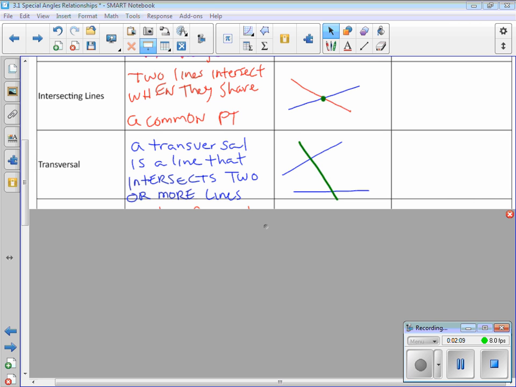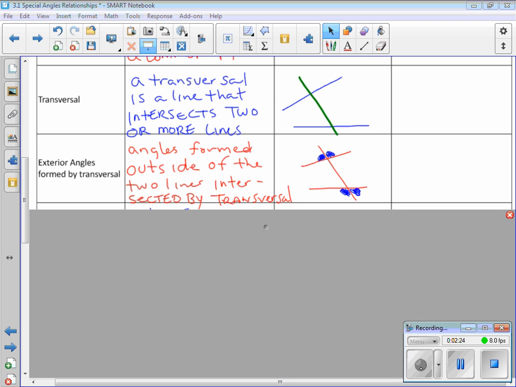Here we go, transversal. A transversal is a line that intersects two or more lines. So the green line in this picture would be called a transversal because it touches two different lines, the blue one and the two blue ones. Let's move on. All right, next up are exterior angles formed by a transversal.